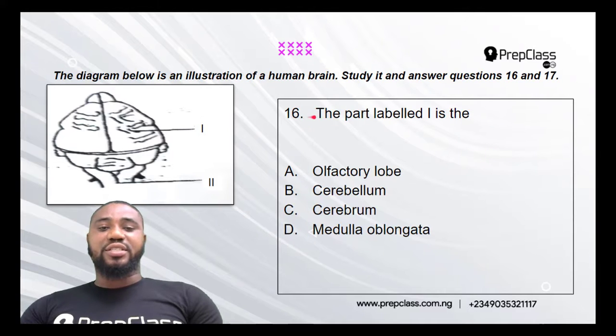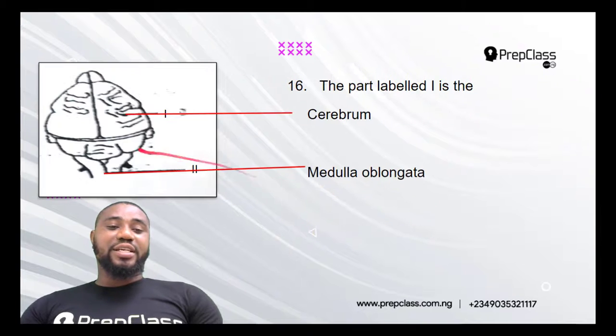So question 16 says, the part labeled 1 is it the olfactory lobe? Is it the cerebellum? Is it the cerebrum? Is it the medulla oblongata? Look at that name, medulla oblongata. Now let us see. I quickly did justice to that here, labeled it. This part is the cerebrum. This part is the medulla oblongata. This part here is the olfactory lobe, but I didn't label it because they didn't ask us anything relating to that.